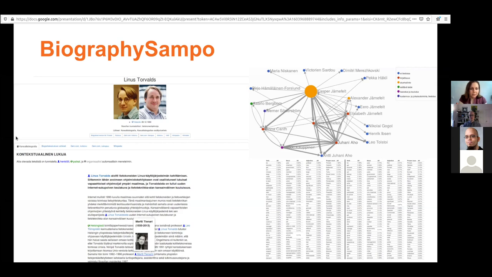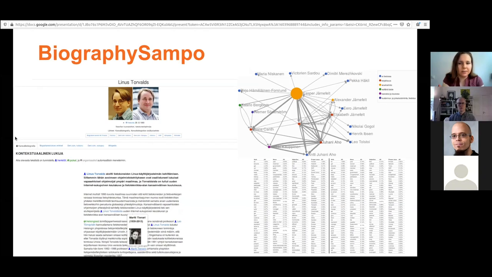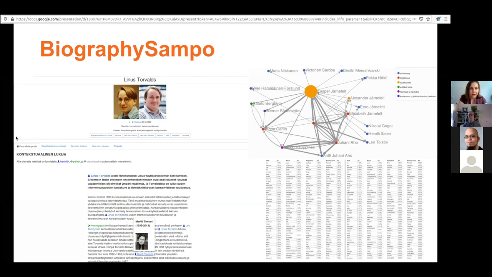In addition, as we can extract these named entities and people mentions from the text, we can create networks that can help to visualize the references in the biographical texts, or we can create a view where we can study the language use of these biographical texts. For example, we can take a specific profession and study the language use in the biographies of that profession.